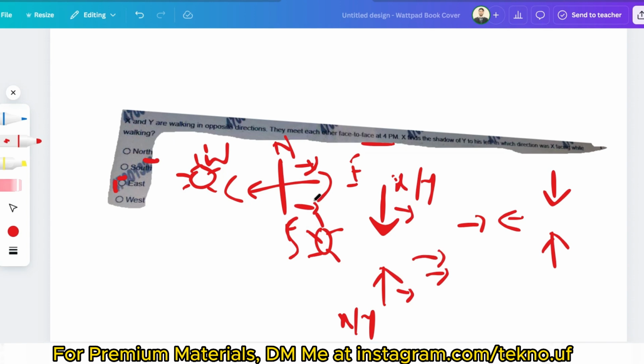So that means x is coming from north to south, and y is coming from south to north, and the shadow is in the east direction, that is at x's left. Okay, so that means x is coming from north to south. So in which direction is x walking? That is south. Okay, so option B is the correct answer. So I hope you understood.